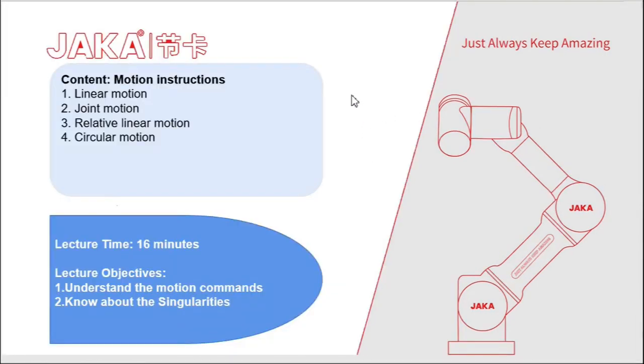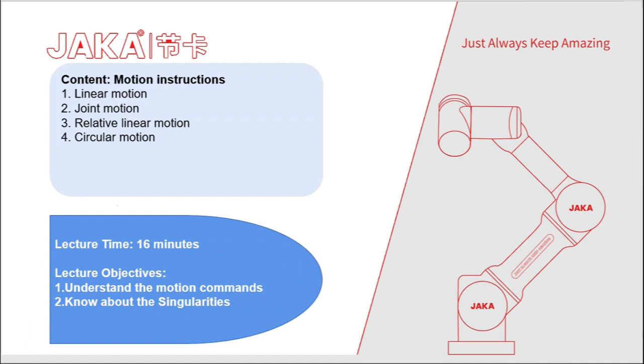Let's first have a look at the general content of this course. First we will talk about linear motion, then joint motion, relative linear motion, and we will end with circular motion. The lecture time should be around 16 minutes. And we have two objectives: understand the motion commands and know about the singularity.